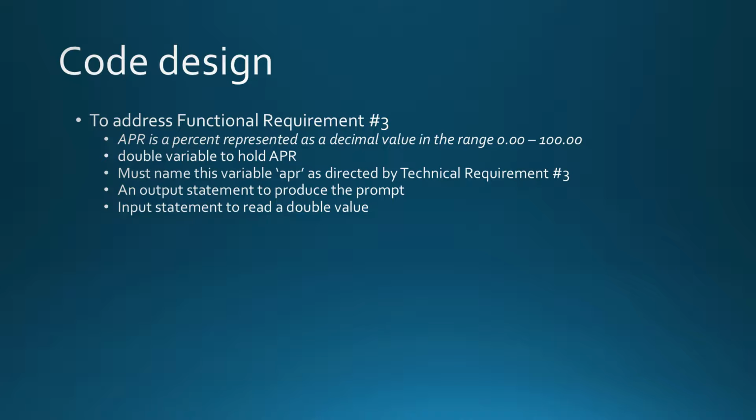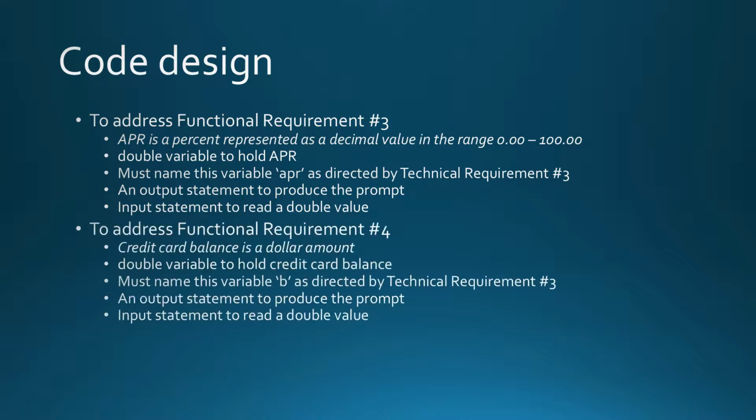We'll produce an output statement to generate the prompt that lets the user know that the APR is the desired input, and we'll have an input statement that will read that double value. To address functional requirement number 4, we first realize that the credit card balance is a dollar amount. Again, that's an amount with a decimal point, and we'll need another double variable, just like for the APR, to hold that credit card balance.